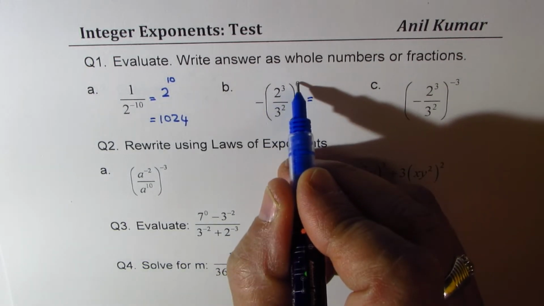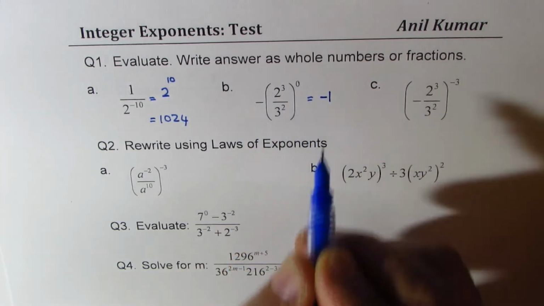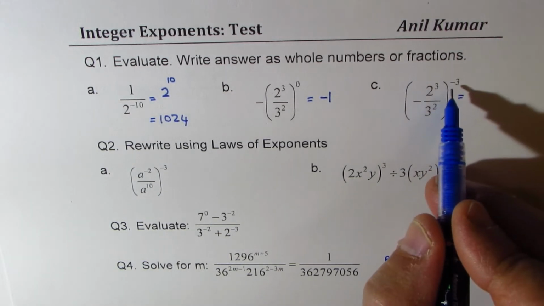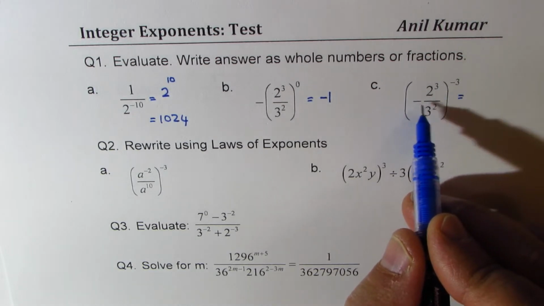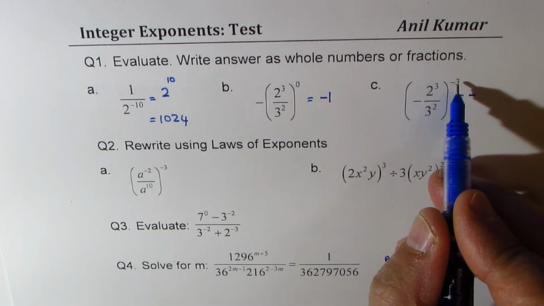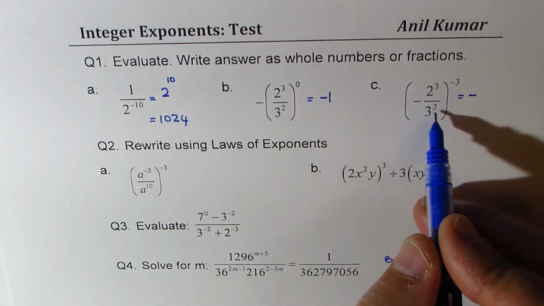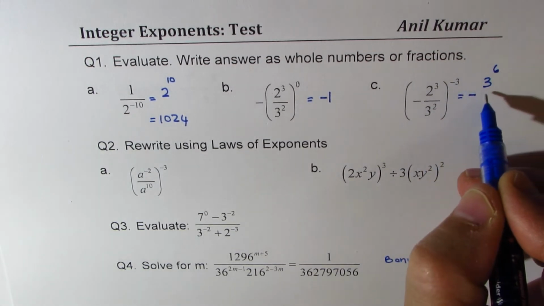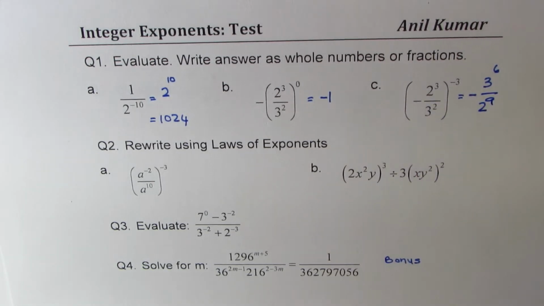B, something to the power of 0 is always 1, and since negative is here, you get negative 1 as your answer. C, the power is negative, so these things flip, and it is odd, so you get a negative answer. And 3 gets multiplied by the inside exponents using the power rule. So basically what we get here is 3 to the power of 3 times 2, which is 6, divided by 2 to the power of 3 times 3, which is 9. Correct? So that is what you get.